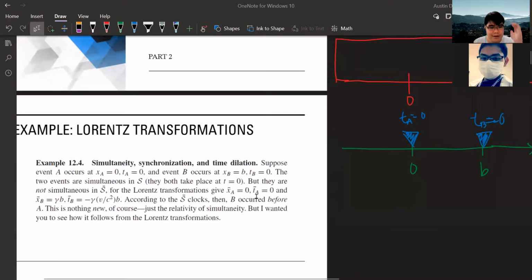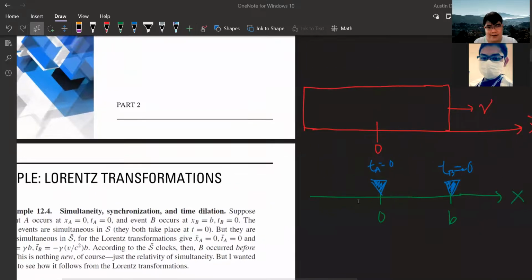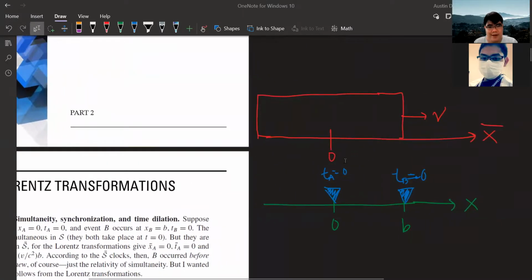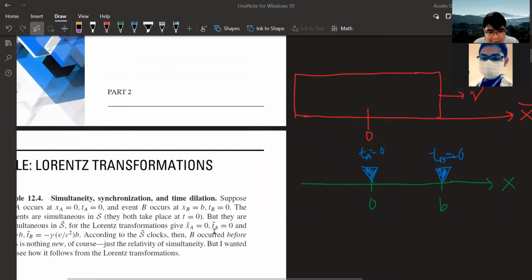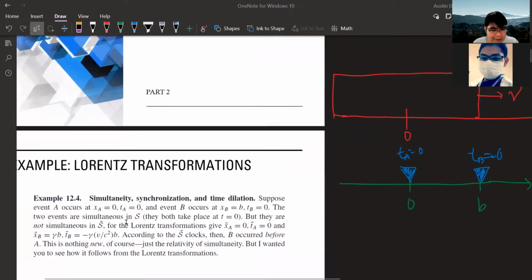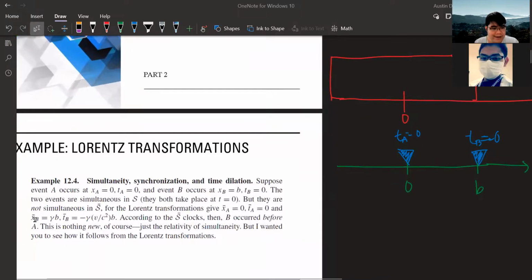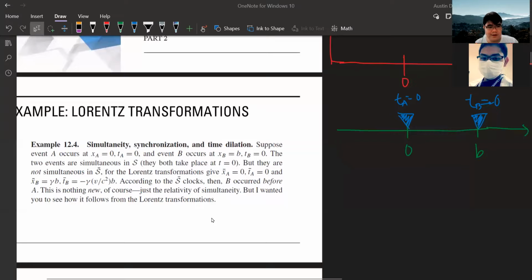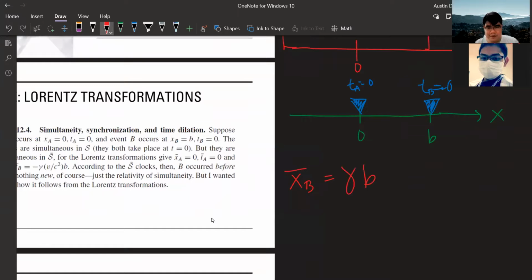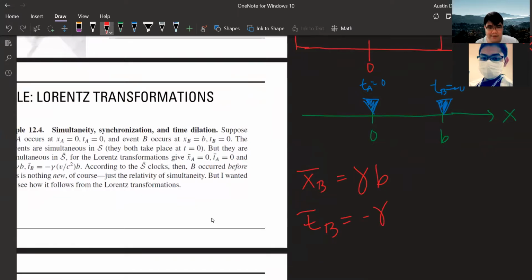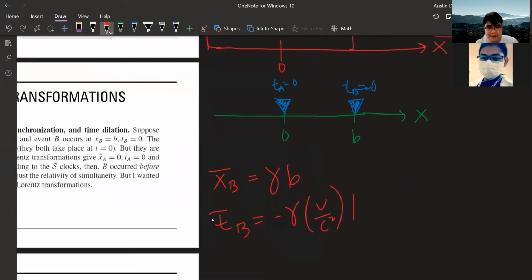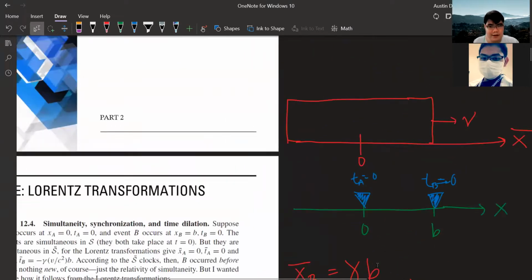Kung isi-sync natin yung zeroth events, yung TA, makikita natin na sync sila. Nasa same position at nasa same time. However, yung B mo, hindi na siya naging simultaneous for the moving reference frame and is given by this formula. Meron siyang position given by this, and the time is given by negative gamma v over c squared.